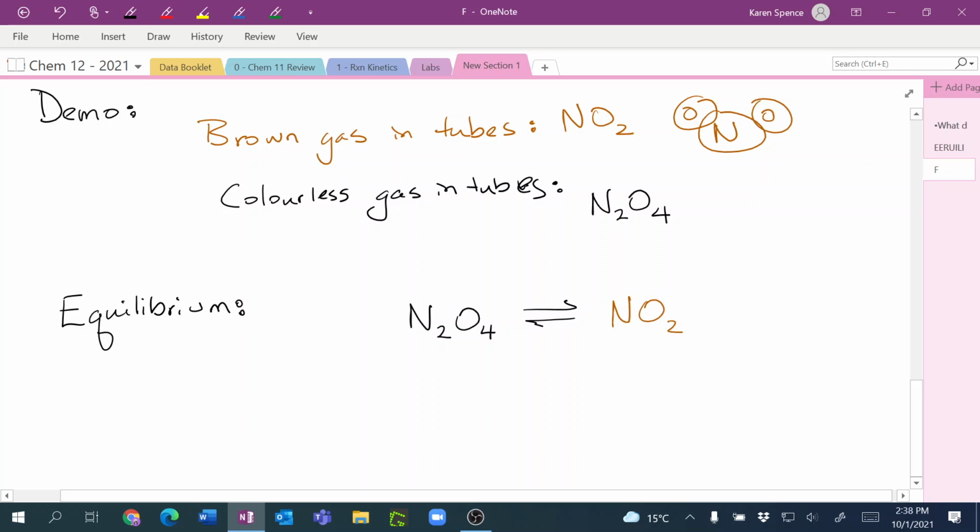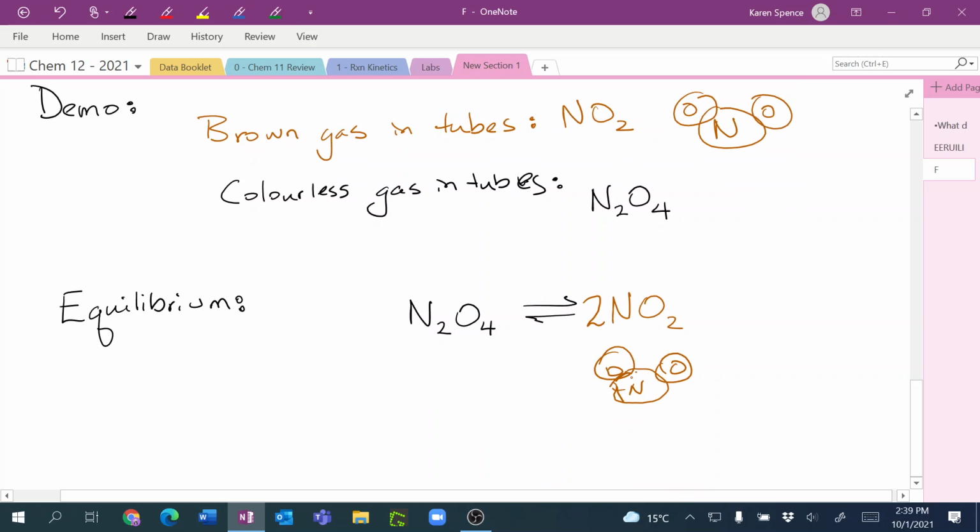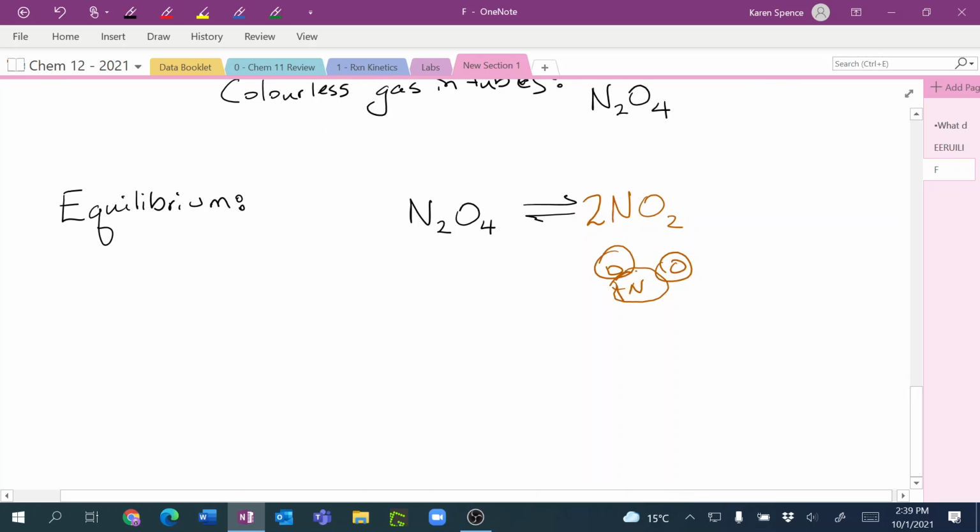However, in order to balance that, what do we need to do? Put a 2 right here. What is wrong with my pen? Oh my God. 2, there we go. Okay, good. So what this would look like is we would have an N with an O and another O. This is really behaving badly. I'm sorry. And here we have another N with another O and another O.